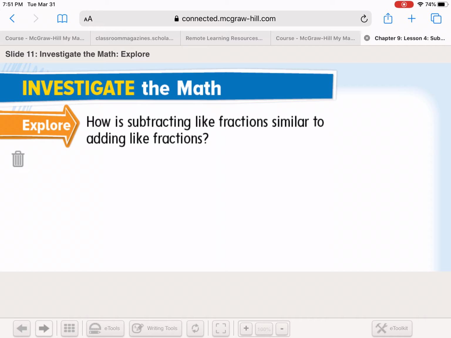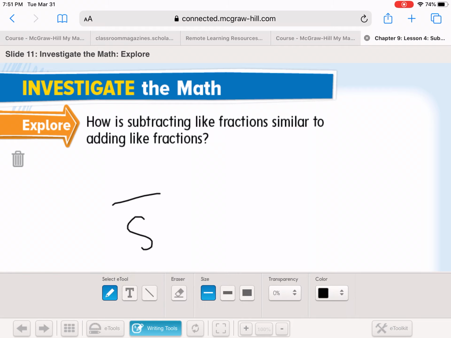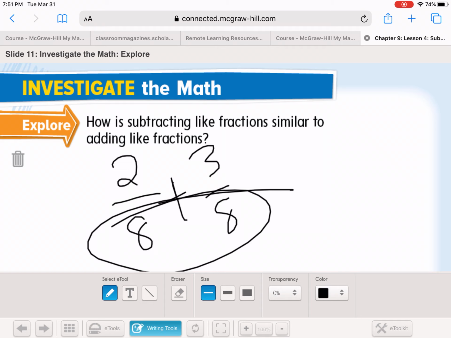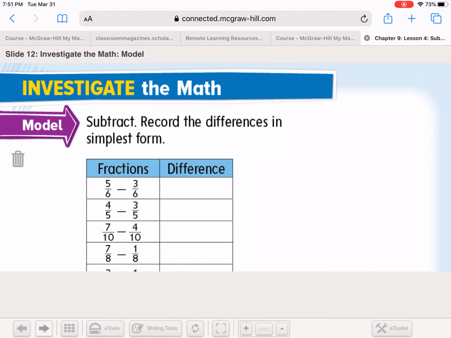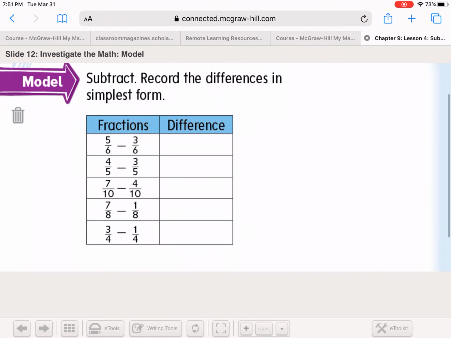How is subtracting fractions similar to adding like fractions? When they say like, they mean that they both have the same denominator, okay? This is a like fraction because their denominators are the same. So how are they the same? How is subtracting like fractions similar to adding like fractions? Well, you just add the numerators. That's all you do. You just do your numerators, and that's how you find your answer.